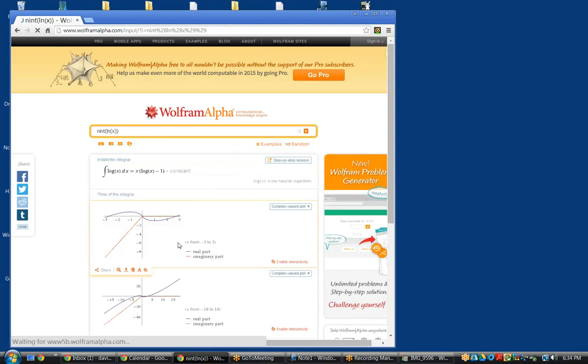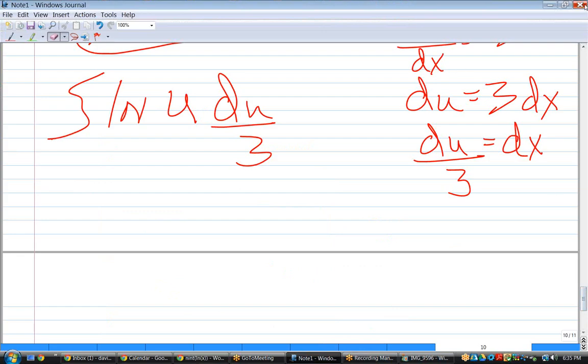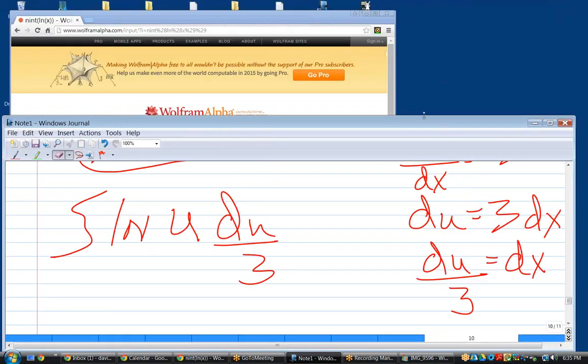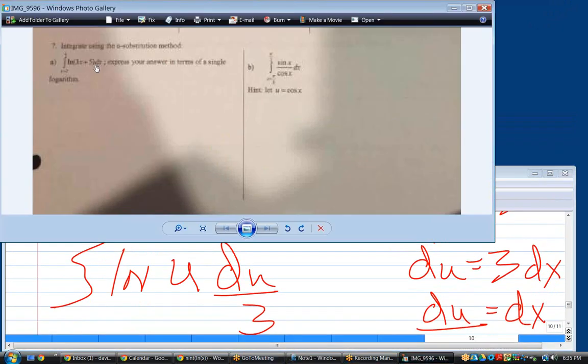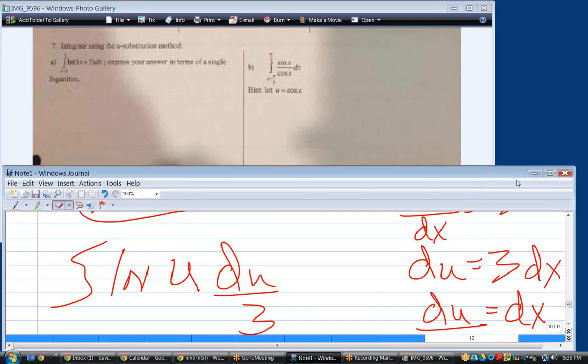It's telling me the integral of the log of x dx is x log of x minus 1 plus a constant. Okay, so this is an odd thing to give you, the integral of the natural log. All right, well, based on that answer.